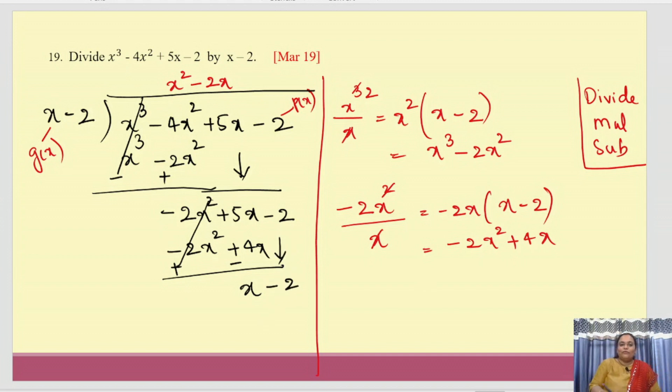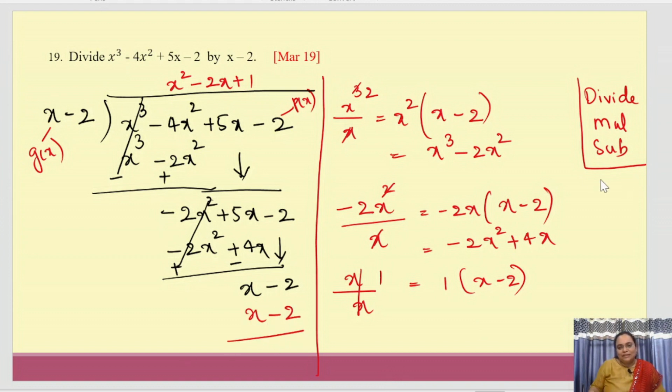So again you need to follow the same three steps. That is x divided by x, you will have 1. The next term of the quotient is 1. You will multiply 1 with x minus 2. You will get x minus 2. Okay. Then the next step is subtract. So you will subtract them. Both the terms will get cancelled. Okay. The remainder, the r of x will be 0.